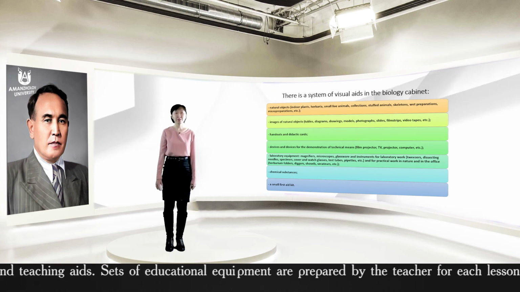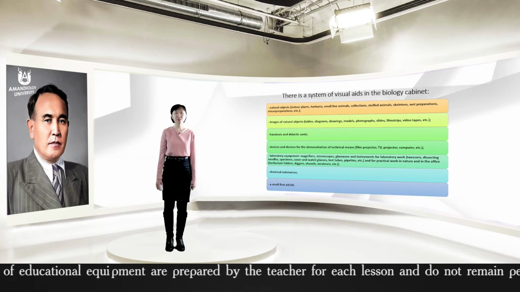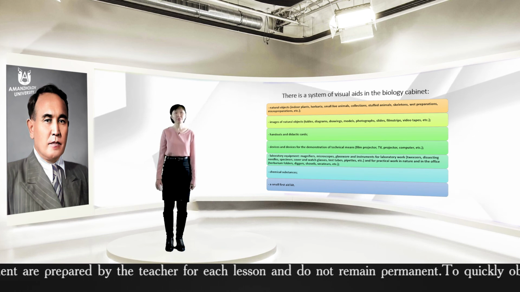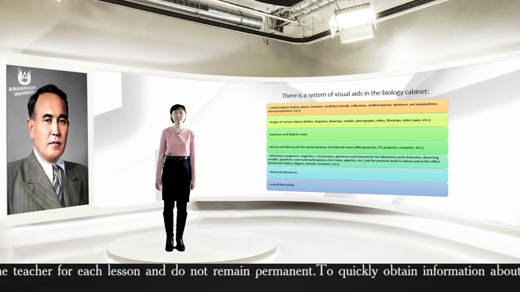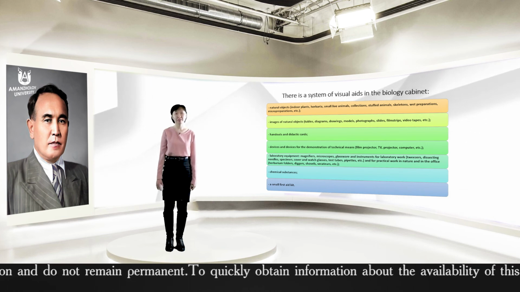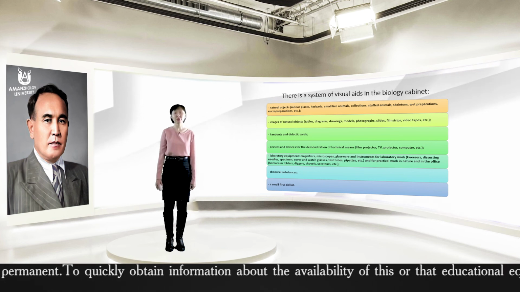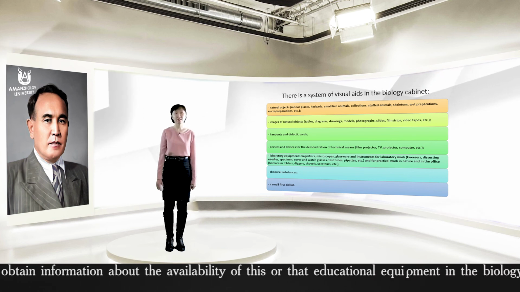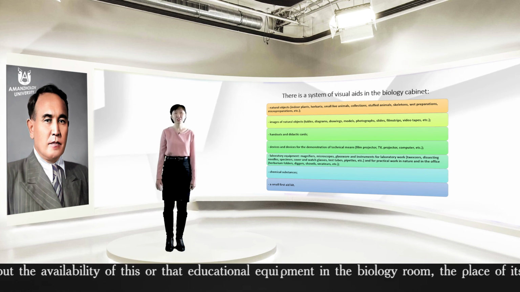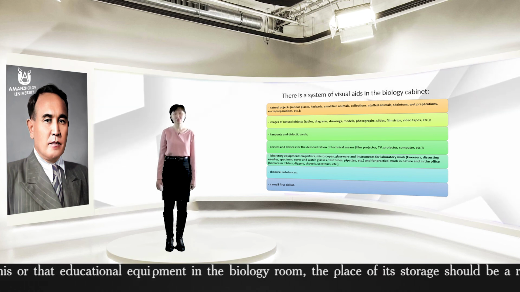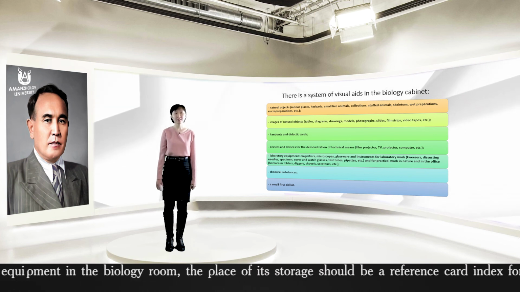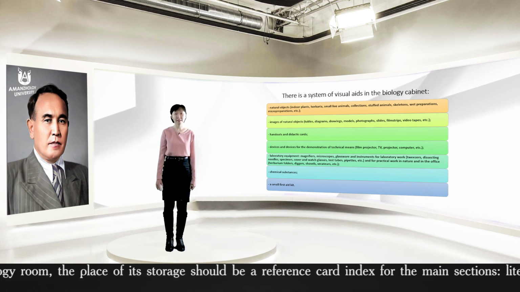Next, laboratory equipment, which includes magnifiers, microscopes, glassware, and instruments for laboratory work, tweezers, dissecting needles, specimens, etc. And for practical work in nature and in the office, for example, herbarium folders, diggers, and so on. Next, chemical substances, and last, a small first aid kit.